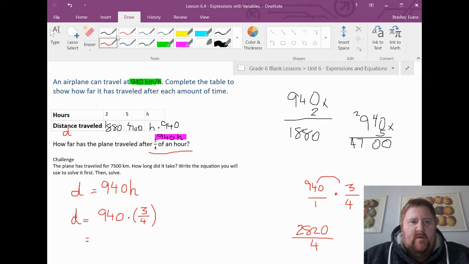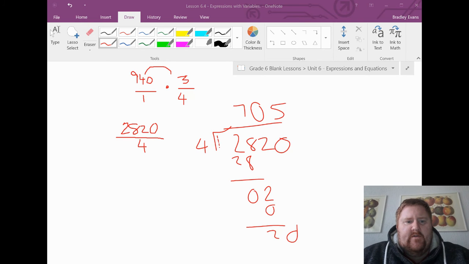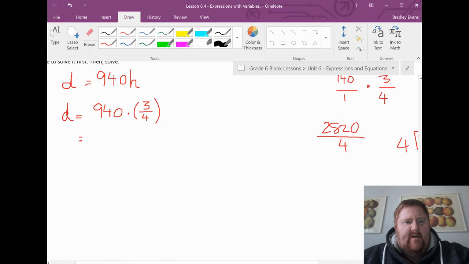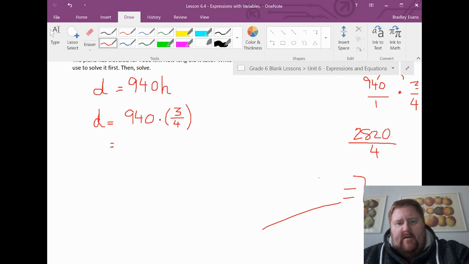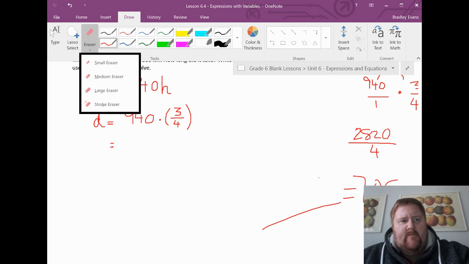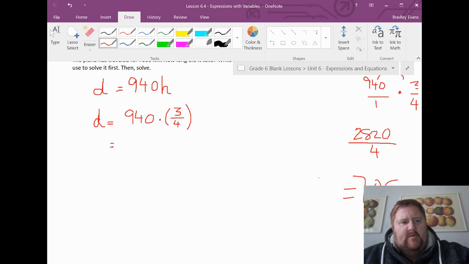Okay, a little bit more solving here. I'm going to use long division. Okay, so 2,820 divided by 4 is 705. So I'm going to go back here. We go up to this point. 705. So d equals 705. And d is a distance, so that's going to be kilometers.